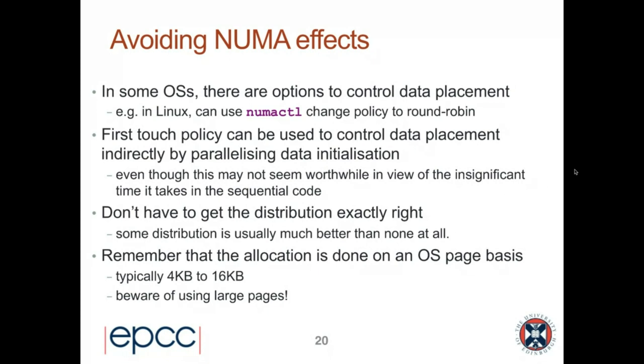Typically, though, it's just avoiding this worst case that's important. You don't have to get the distribution exactly right. Some distribution is usually much better than none at all. And then you might worry about whether you can really decide which thread's going to use which data and very carefully place data. That's usually possible to do if we have regular data structures like large multi-dimensional arrays, where it's often quite easy to reason about parallelizing the data initialization. If we have much more complicated and dynamic data structures, like trees or graphs or linked lists, then parallelizing your initialization gets much more difficult.